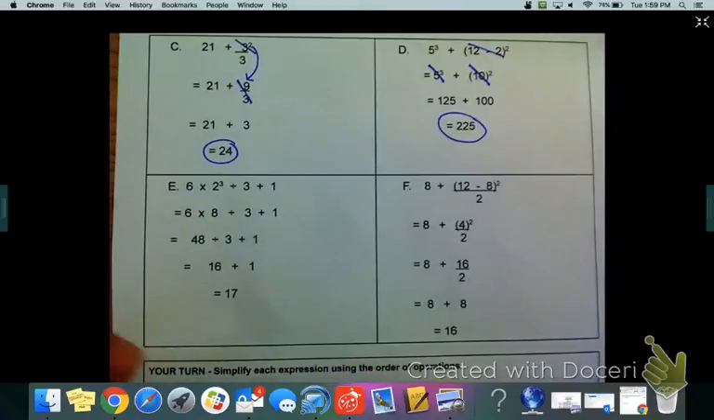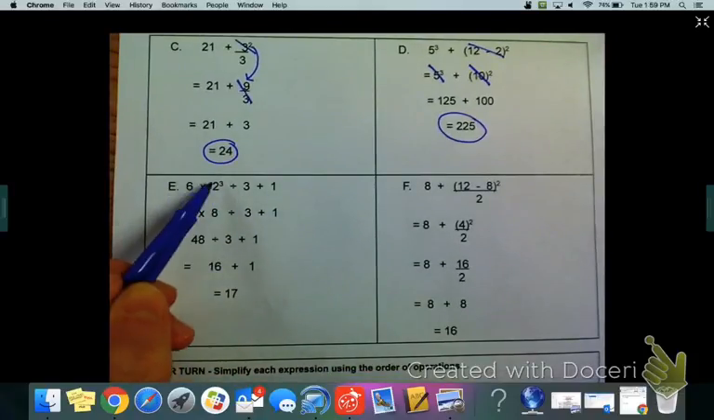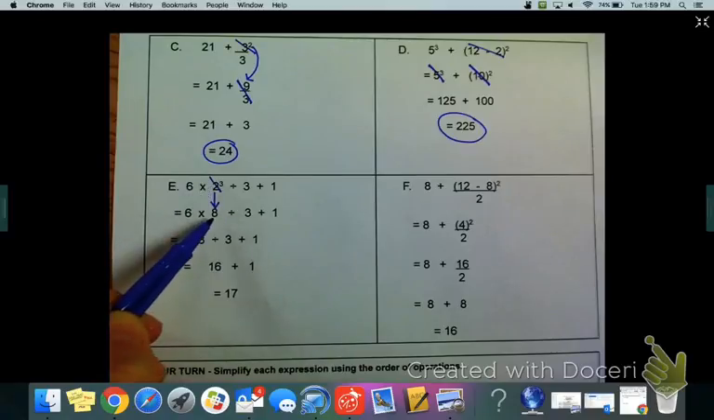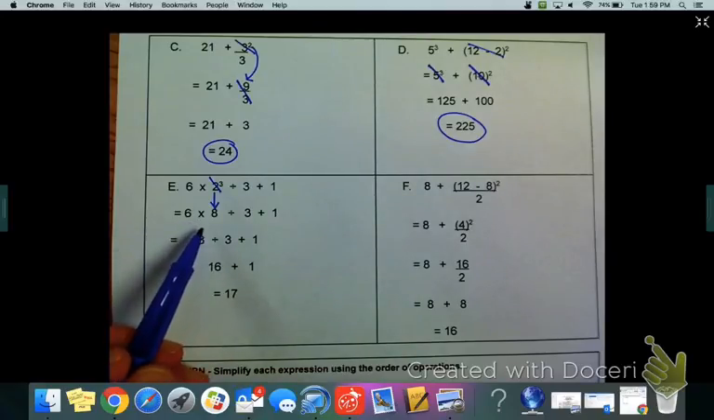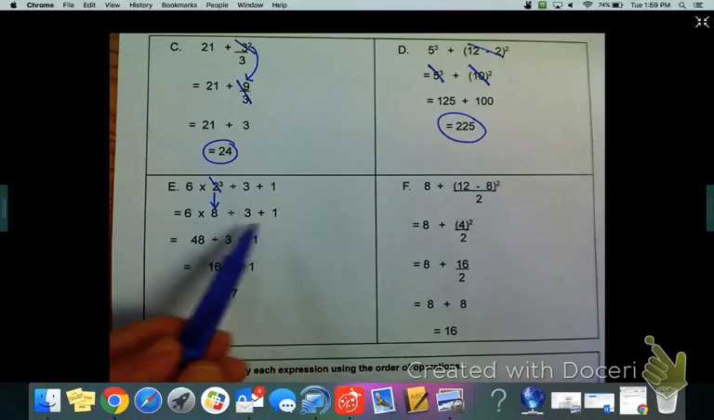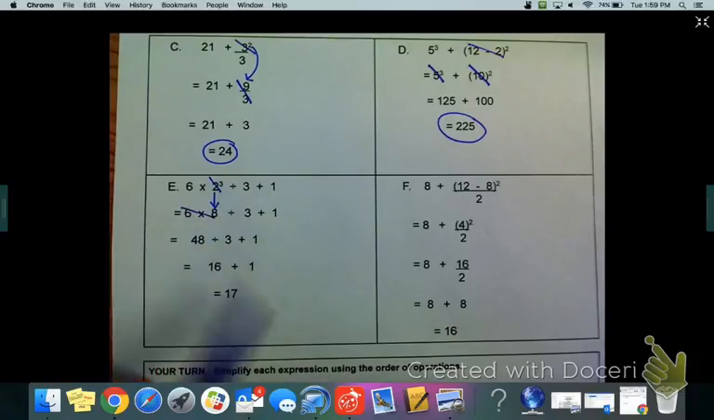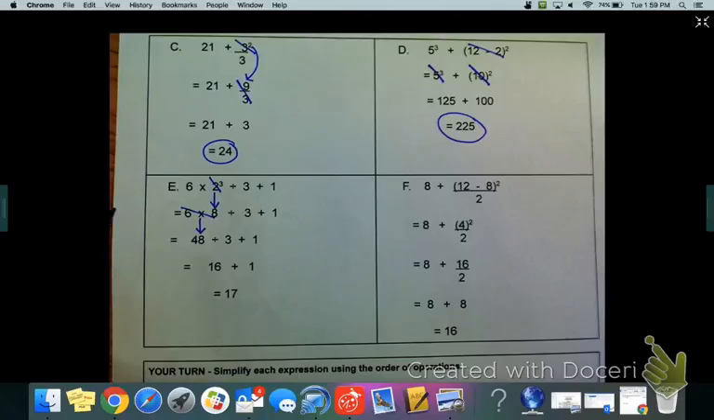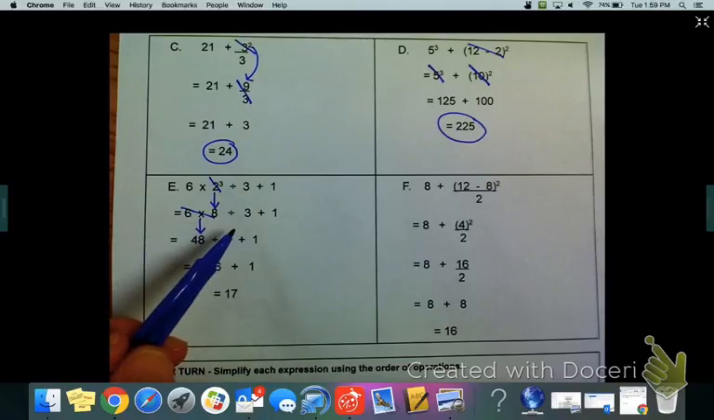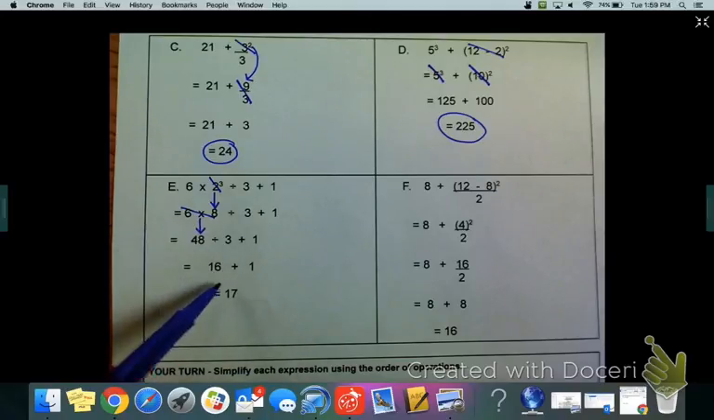Example E. I do not have grouping symbols, but I do have exponents. So 2 cubed is 2 times 2 times 2. The only thing I've done is taken out the exponent and replaced it with the value of 8. Everything else is rewritten exactly the same. The next step would be multiplication and division. I have to do whichever comes first in the problem. In this case, the multiplication comes first. 6 times 8 is 48. That's the only thing I did. I am not going to try to do the next step in my head. I'm going to write one step at a time.